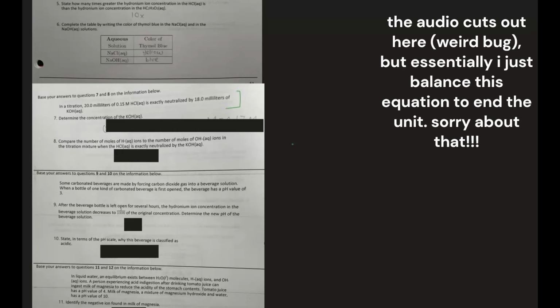So number 7, determine the concentration of KOH. And this is another titration question. So we can just set up our equation with molarity of the acid times the volume of the acid equals molarity of the base times volume of the base. So here we're just trying to find the molarity of our base. So we just set up the equation like so. We find the molarity is 0.17 mole.